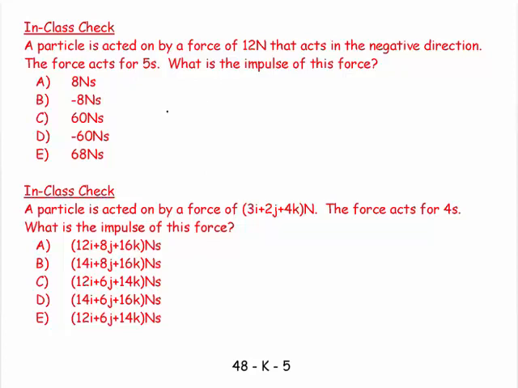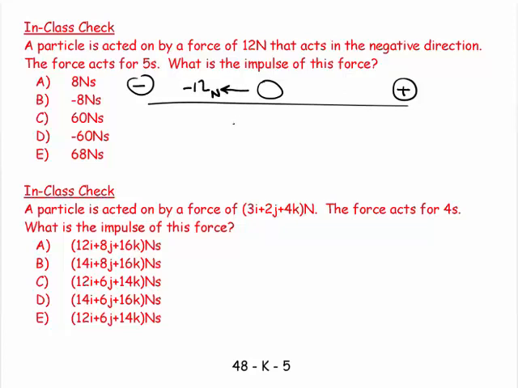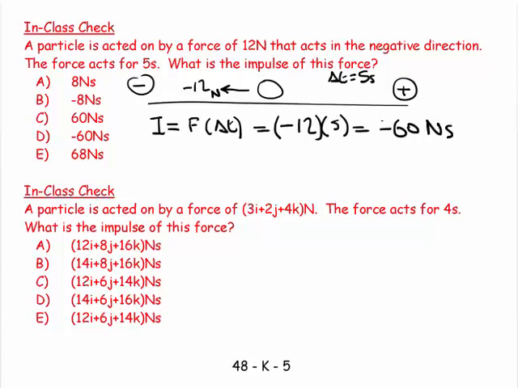A particle is acted on by a 12 Newton force that acts in a negative direction. Here I'm back on a number line, positive end, negative end. This is going to be minus 12 newtons. Acts for delta t equals 5 seconds. It's continuously acting for 5 seconds. And what's the impulse? Also, now we're introducing impulse. Impulse is equal to force times the delta t. So this equals minus 12. It's a vector, so the sign's important, times 5, which equals minus 60 Newton seconds.